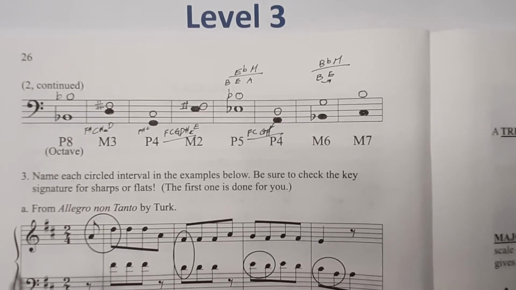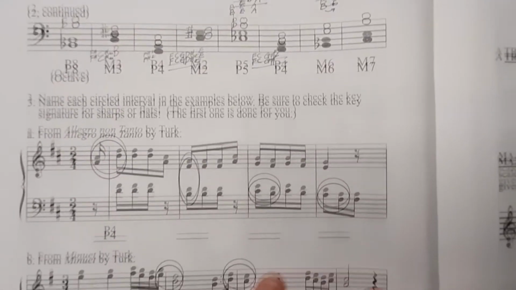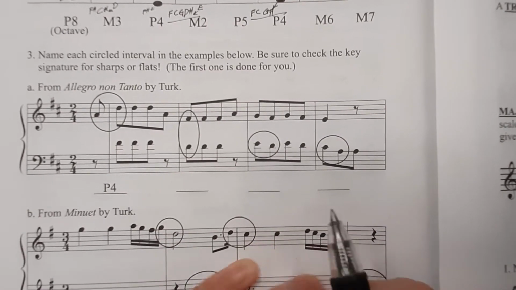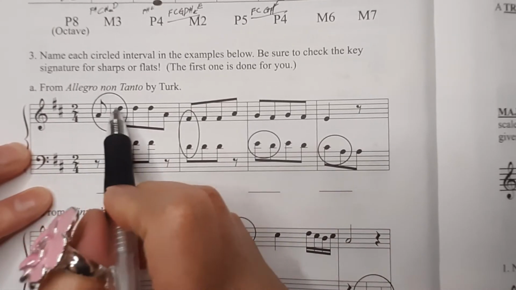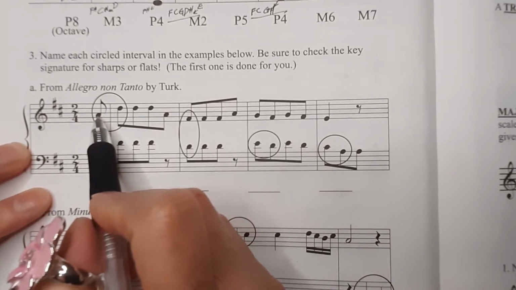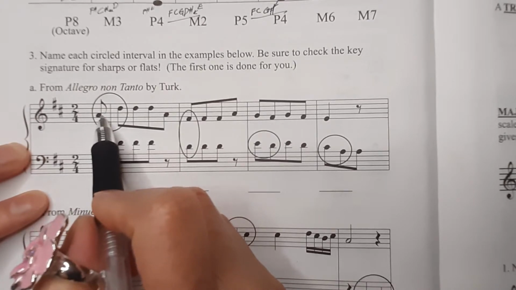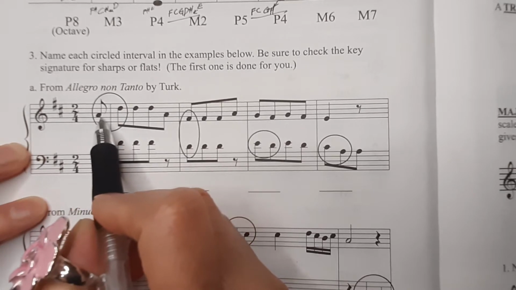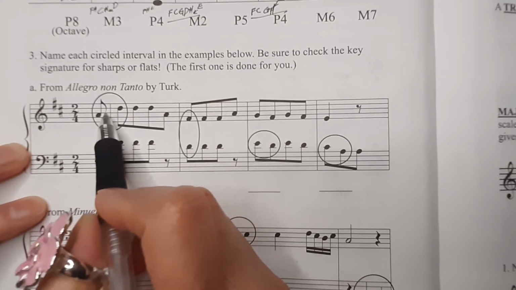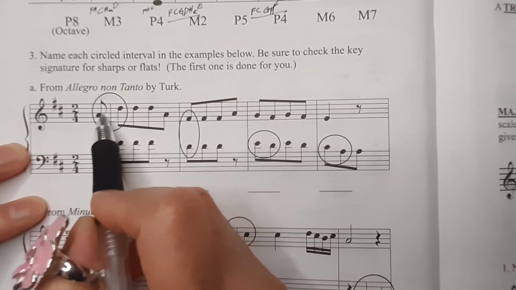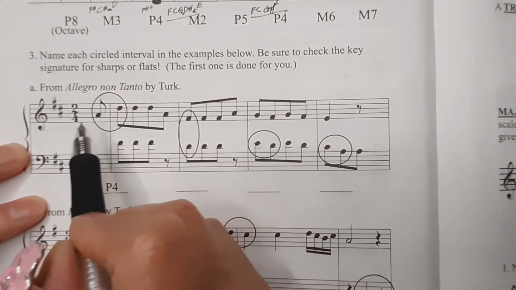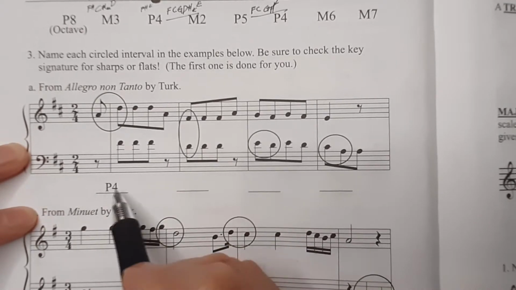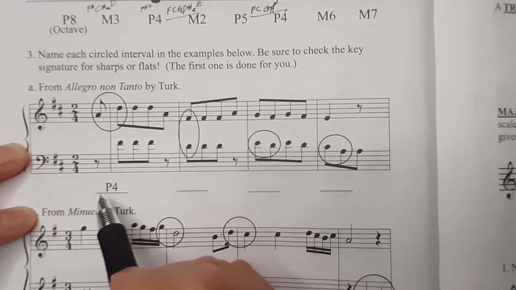Okay, how about number 3? We're gonna name these intervals. Look at the circled one, A to D. Let's count the lines and spaces. Here's a space, line, space, and line, right? Now it's an interval of a fourth. 1, 2, 3, 4. Space, line, right? So this is a fourth, and what do you call it? It's perfect, right? If it's a fourth, fifth, or eighth, you call it perfect.